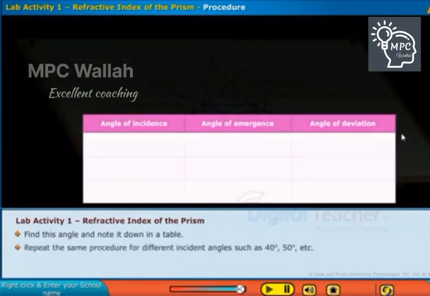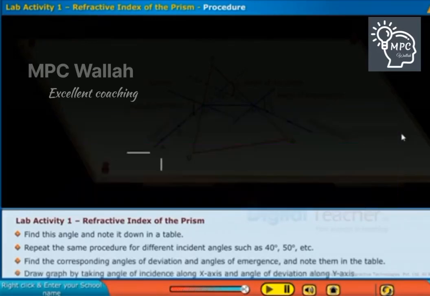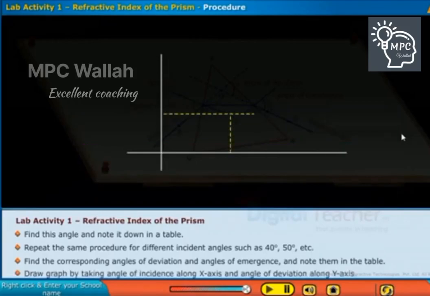Repeat the same procedure for different incident angles such as 40 degrees, 50 degrees, etc. Find the corresponding angles of deviation and angles of emergence and note them in the table. Draw graph by taking angle of incidence along x-axis and angle of deviation along y-axis.